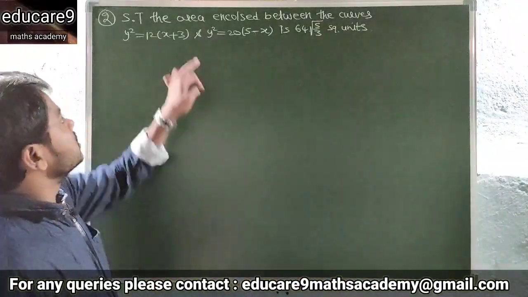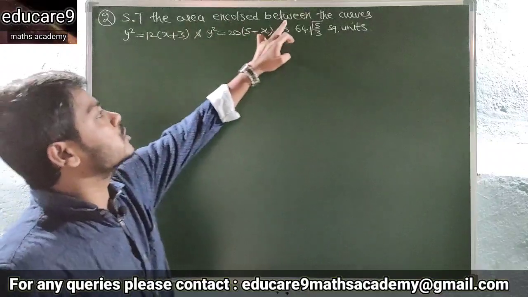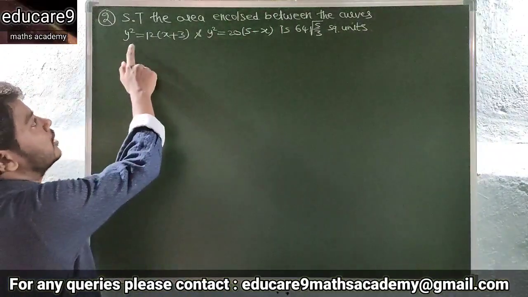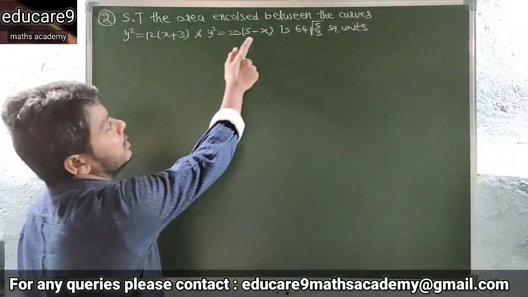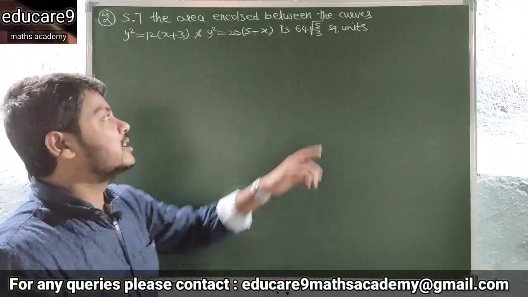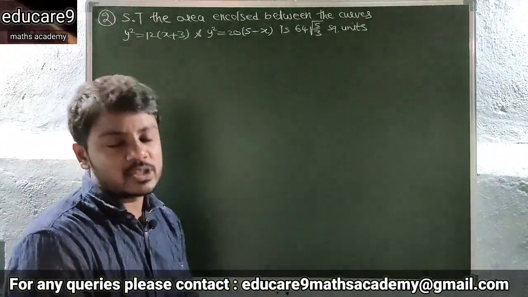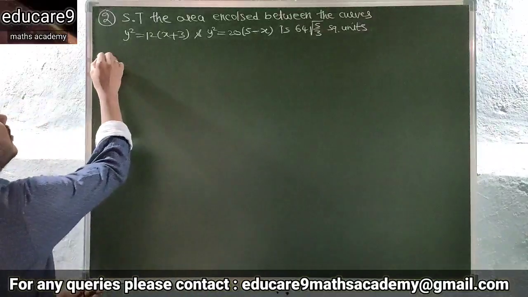So see the second one. Show that the area enclosed between the curves y square equal to 12 into x plus 3 and y square equal to 20 into 5 minus x is 64 root 5 by 3 square units. So see our given curves.